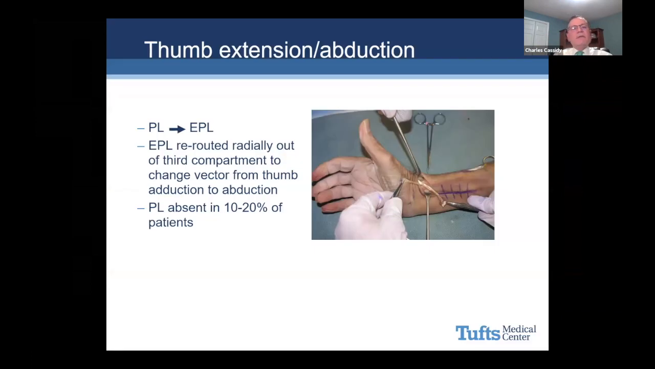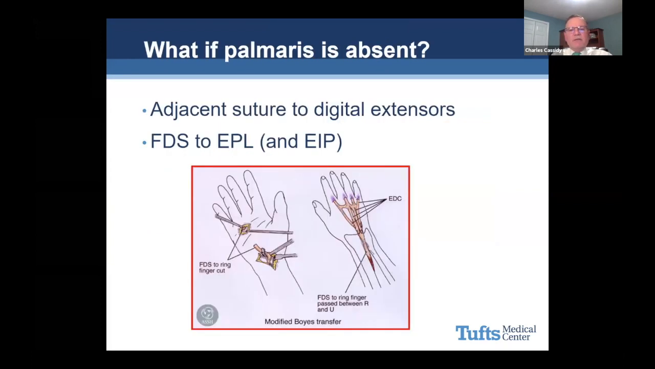And then finally, thumb extension and abduction. As I mentioned, we take the EPL out of the third compartment and then retrieve it through an incision volar radial. And we'll suture that to the palmaris longus. So as you can see here, now it is really a radial abductor. And here I've done a Pulvertaft weave. The palmaris is absent in 10 to 20% of patients, as you know. So obviously before the surgery, you want to check to make sure that they have a palmaris longus. If not, have your plan B.